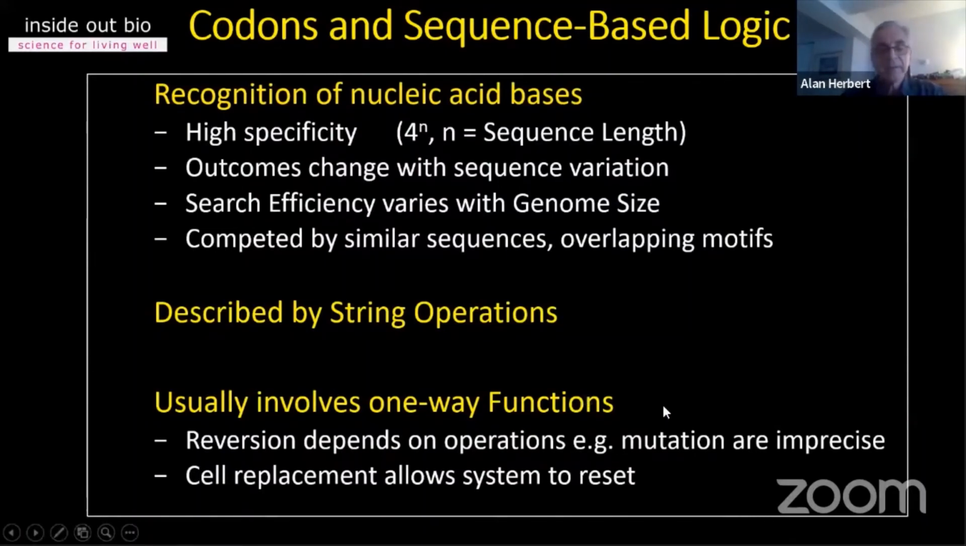So rather than trying to go backwards, the biological solution is just to get rid of those cells where you generate errors in the DNA string that you can't fix. And so you basically use cell replacement to allow a system to reset. So you go back to the original genome in a new cell and start again.